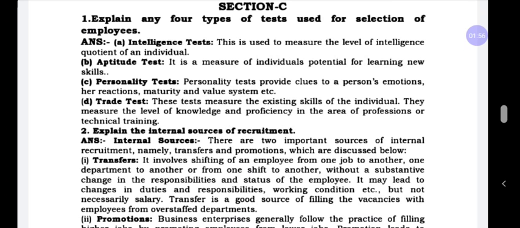Understood? Because they are very intelligent in their studies, and they have more creativity. That is the reason they check the IQ level in the selection process. This is called intelligence test.